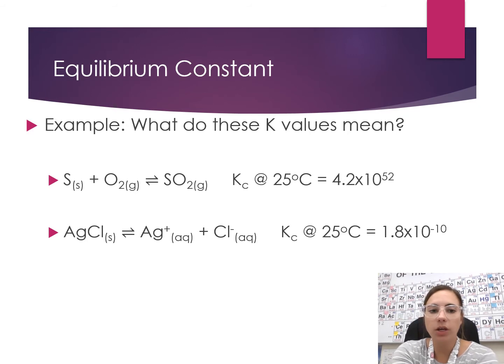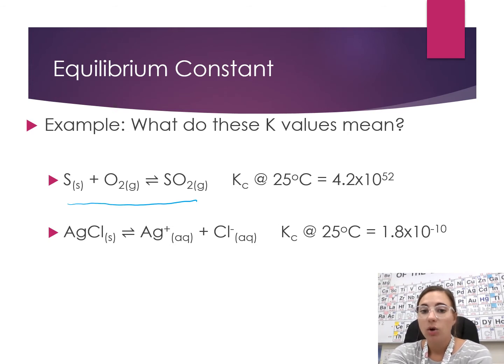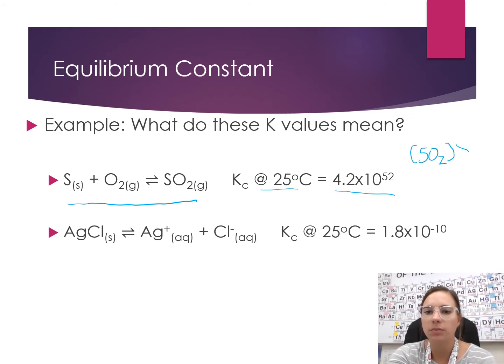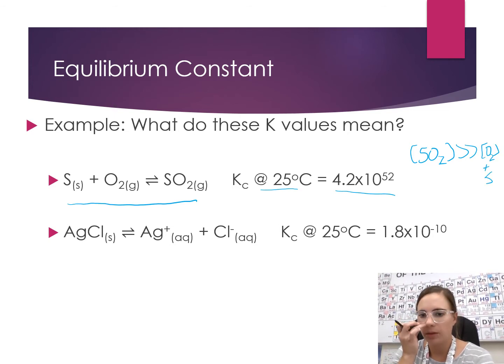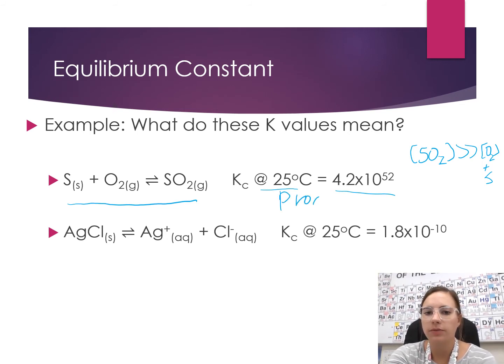For this equation, solid sulfur reacting with oxygen gas to create sulfur dioxide, we are given a K value at 25 degrees Celsius. We're told that because, remember, Ks are only constant at constant temperature. We're given a value of 4.2 times 10 to the 52nd. That's huge. What that means is once equilibrium has been established, the concentration of SO2 is much greater than the concentration of the reactants. S doesn't have a concentration, but this means we call this product favored.